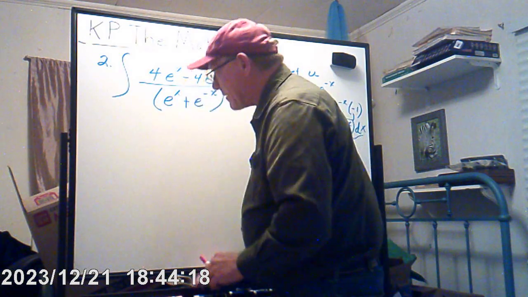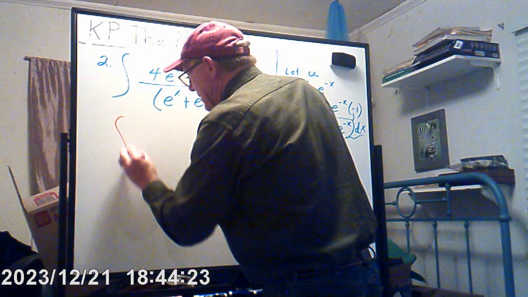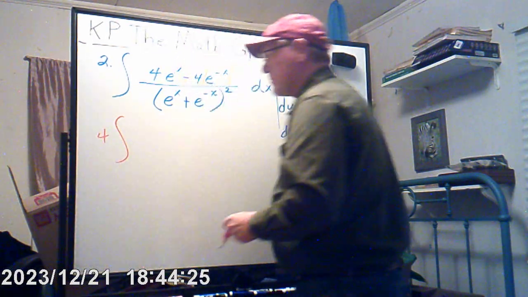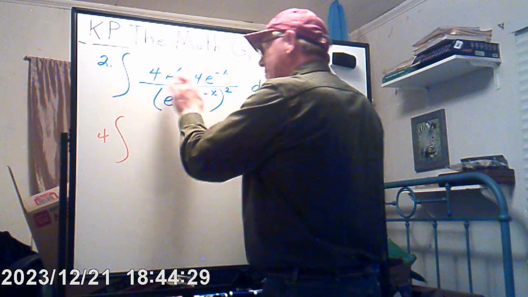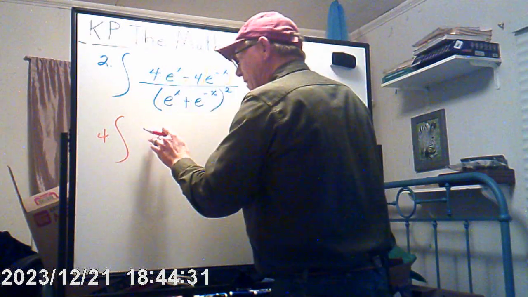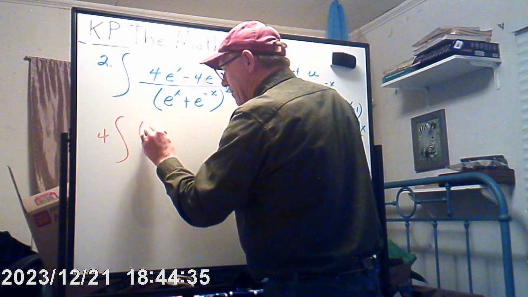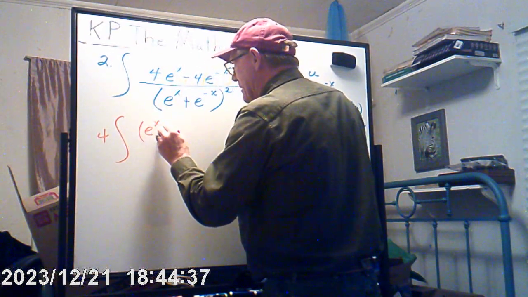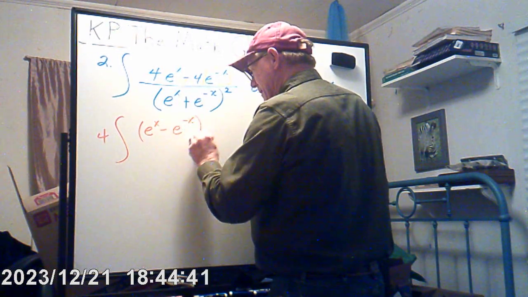Let's get red. Okay, that's a little more visible. I'm going to put the 4 out in front right there. That's just 4. Alright, I'm taking that 4 out. And that is going to leave me with e to the x minus e to the negative x.